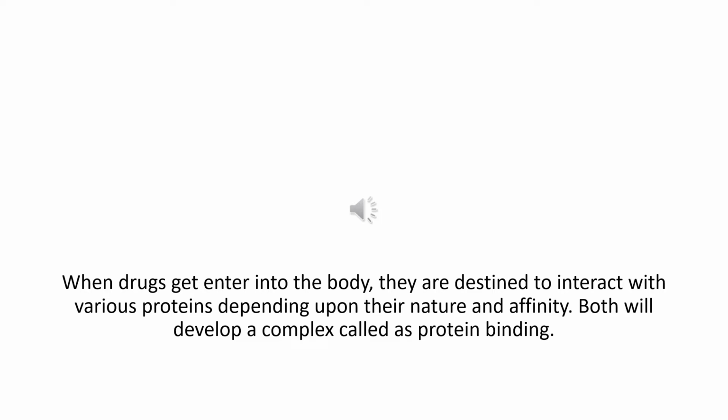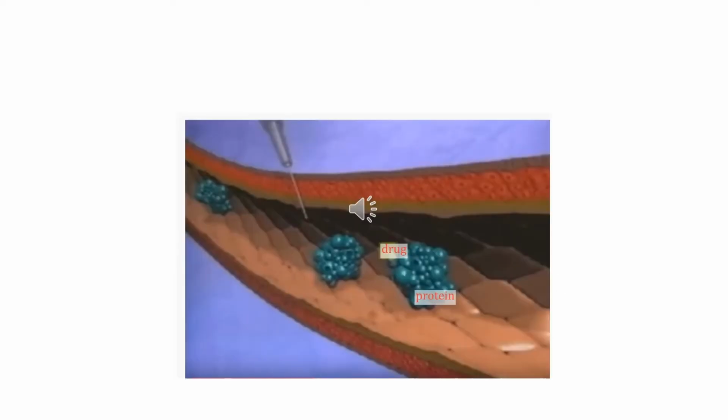Like all the weakly acidic drugs got affinity towards albumin proteins. If that gets saturated, then the drug binds to lipoprotein. But the basic drugs bind preferably with alpha-1 acid glycoprotein. Here in the diagram you can see that as soon as the drug enters the blood circulation and comes into contact with the protein which it got the affinity towards as well, both will bind.